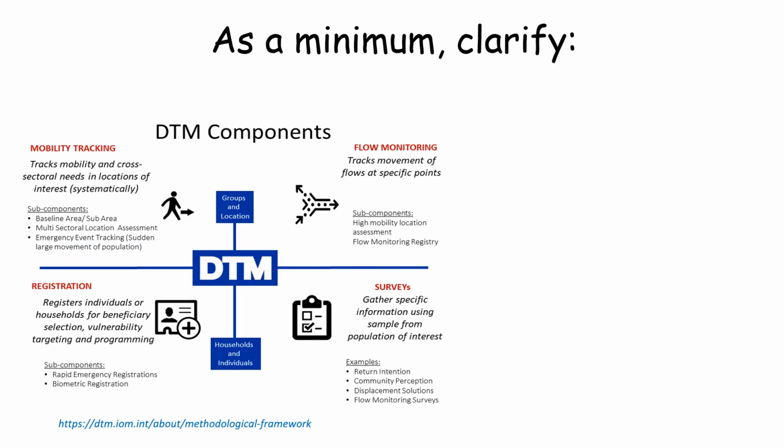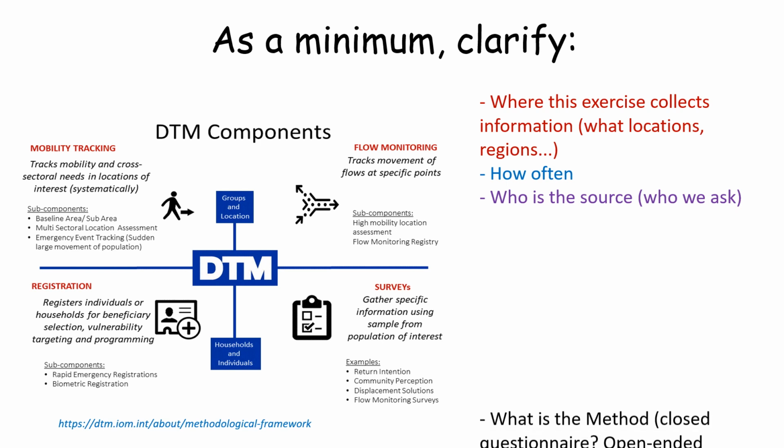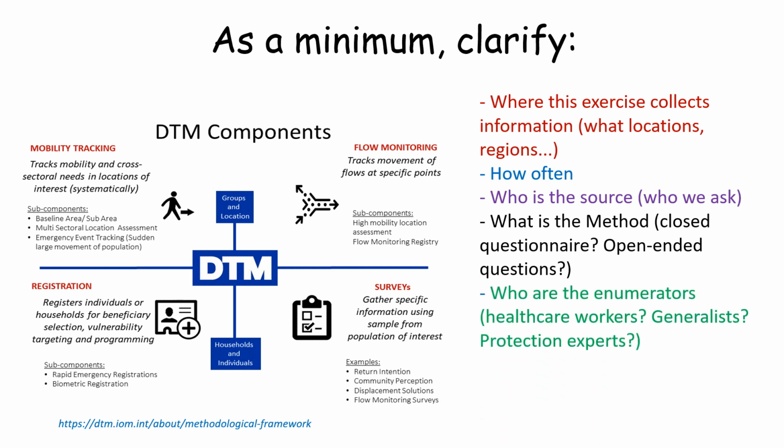As a minimum, it should be very clear to partners where the exercise collects information, what locations, regions, how often, who is the source, who is DTM asking, what is the method, is it done through closed questions, open-ended questions, who are the enumerators, are they healthcare workers, protection experts, generalists, and what the exercise can and cannot collect.